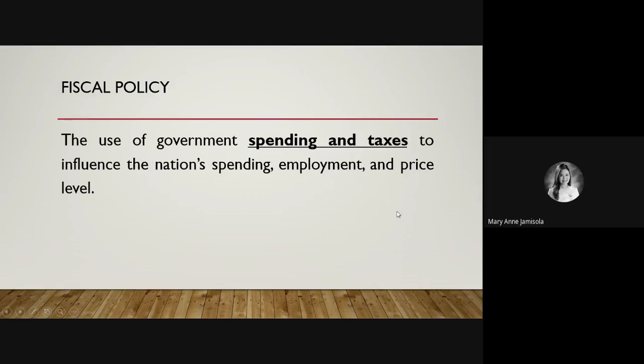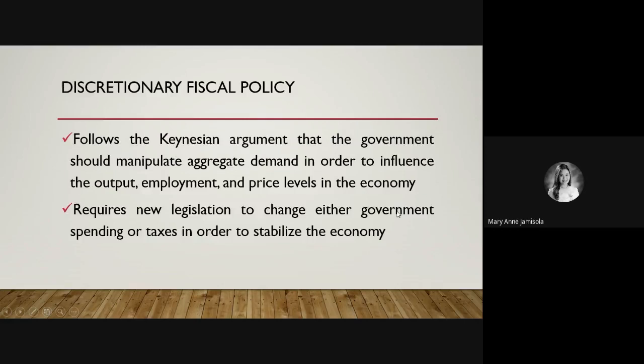So in here, we will be talking about discretionary fiscal policy. Discretionary because this is based on the discretion of the government whether to use this particular action or the other particular action. So later on, we will learn what these discretionary fiscal policies are. But let's just understand first what they are and where they came from. So this follows the Keynesian argument that the government should manipulate aggregate demand in order to influence the output, employment, and price levels in the economy.